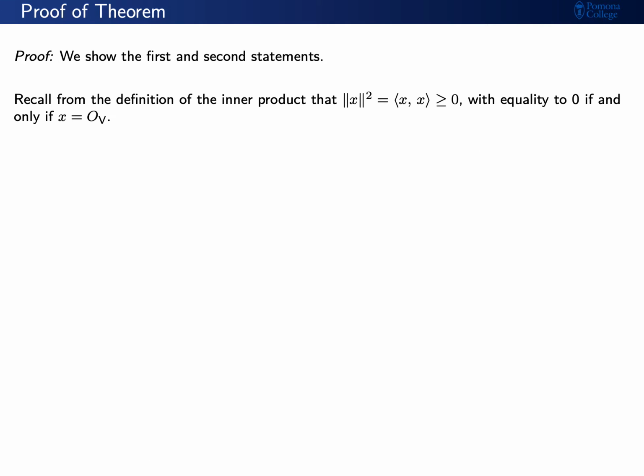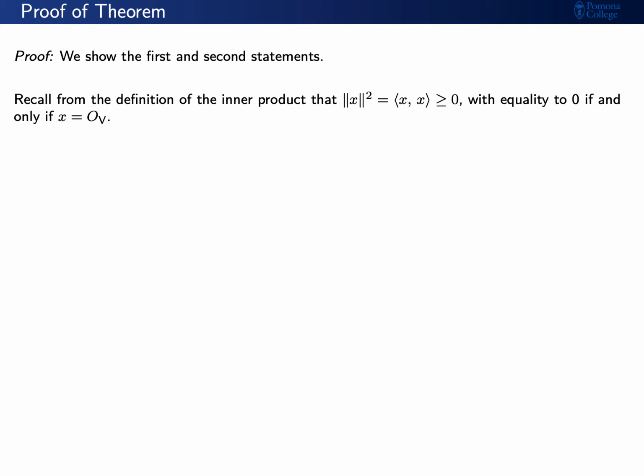We'll sketch over the proofs of these five statements. First, let's show the first and second statements. Recall from the definition of the inner product that the norm squared of a vector x is equal to the inner product of x with itself. However, the inner product of x with itself is always greater than or equal to 0 because of the positivity property of the inner product.